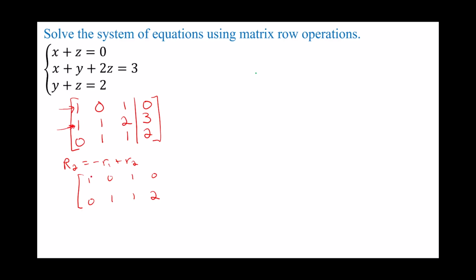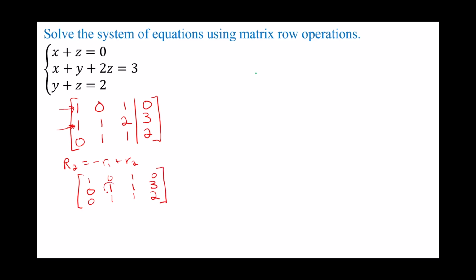Negative 1 plus 1 is 0. Negative 0 plus 1 is 1. Negative 1 plus 2 is 1. And negative 0 plus 3 is 3. So the first column is done. Then I'm going to go to the second column.